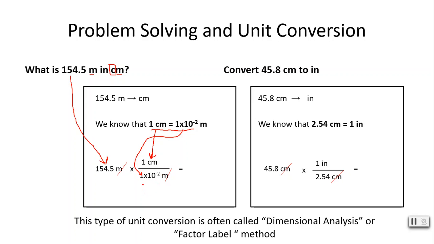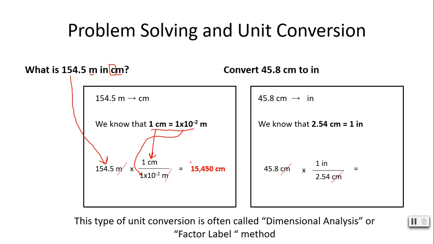So you're going to use your skills here in putting in numbers in scientific notation. But 154.5 divide by 1 times 10 to the negative 2. And the answer that you should get should be 15,450. And again, so I wrote down the number and the unit associated with that.